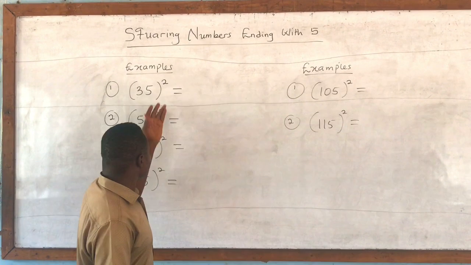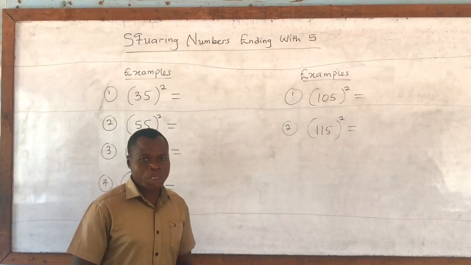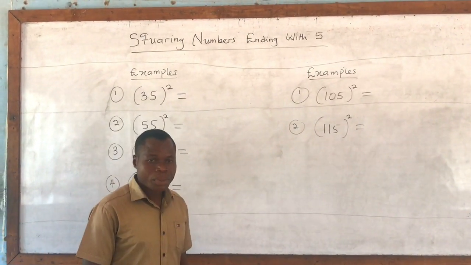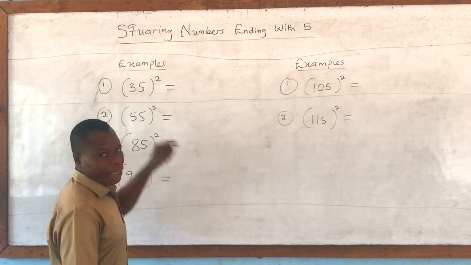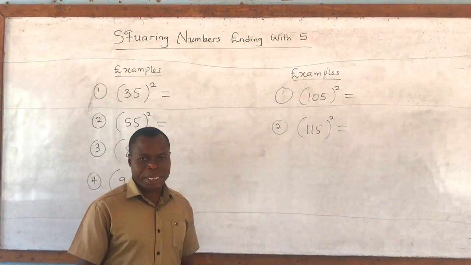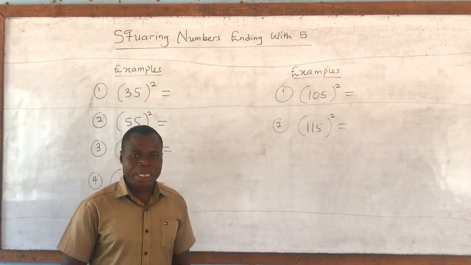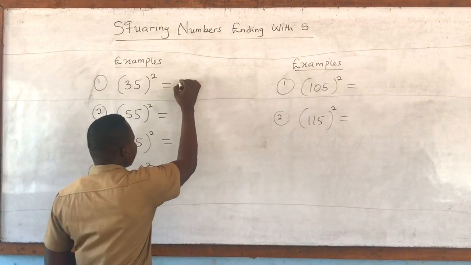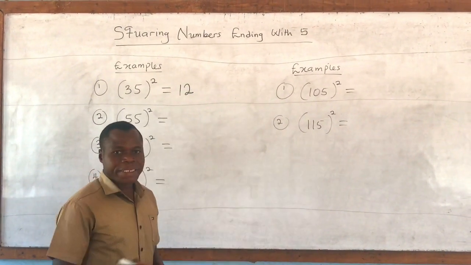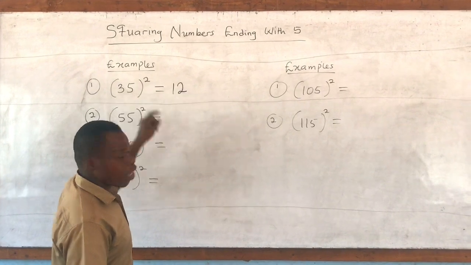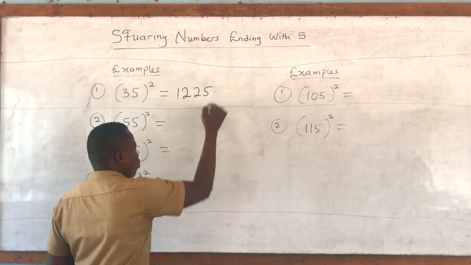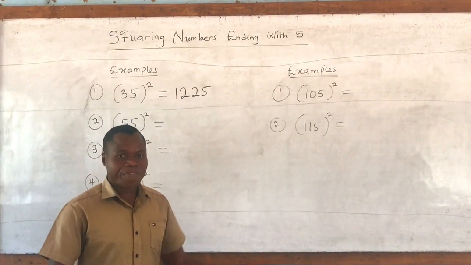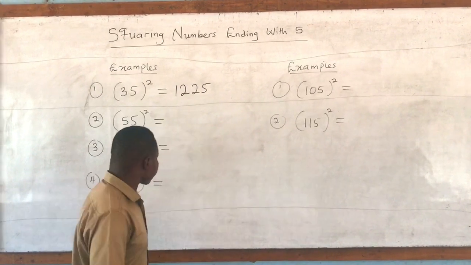So to use the trick of finding the result of these numbers, we have only 2 steps. The first step is to check the first digit of the number. The first digit of 35 is 3. Then you ask yourself what number comes after 3 in the counting numbers. The number that comes after 3 is 4. So use 4 and 3 and multiply them. 3 times 4 will give me 12. The next step, you square the last digit. That is 5 times 5 is 25. This means that 35 squared is 1225. And this is very easy to do.